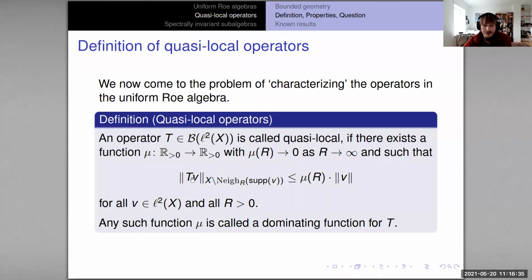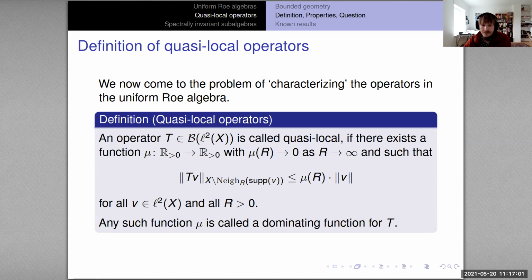The norm of a sequence is just the square sum of the entries of the sequence. And this norm here, where I have written X without r neighborhood of the support of v, just means take the square sum, but only over this z. So leave out a neighborhood of the original support of the vector. And we want that this, you can call it semi-norm, is bounded from above by mu of r times the original norm of v.